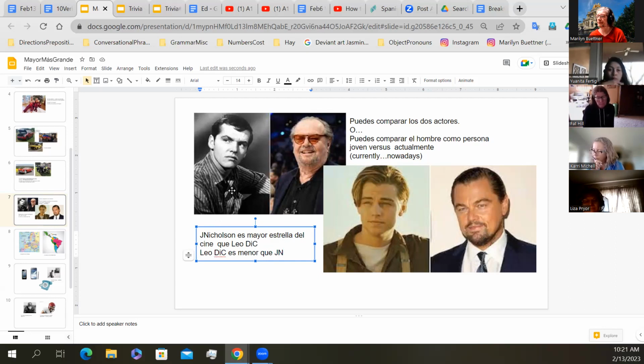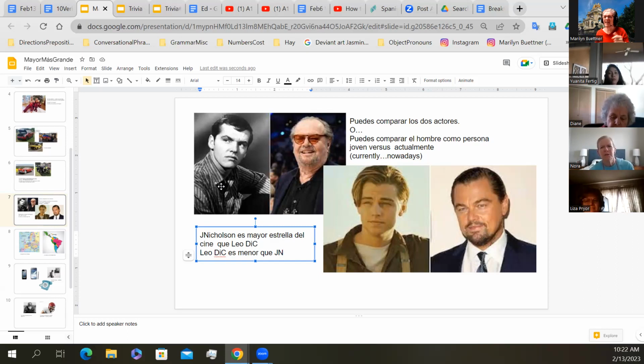Ok, por ejemplo, tenemos dos fotos de Jack Nicholson, ¿sí? En la foto a la izquierda, the left photo, ¿sí? Jack Nicholson es menor en la foto a la izquierda que... Es menor que, sí, es de menor edad. Yeah, he's a younger age, sí, es menor en la foto a la izquierda. Es mayor en la foto a la derecha. Es mayor, he's older. Es mayor en la foto a la derecha.